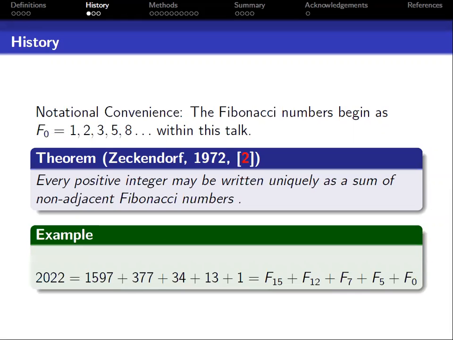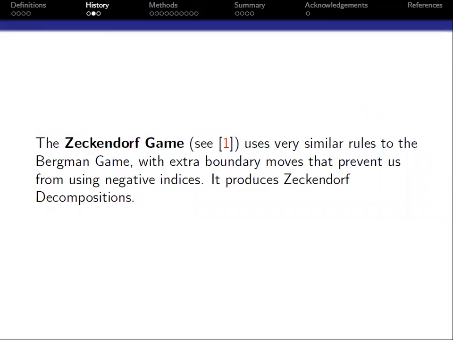And so, of course, the example of 2022 to represent the year, we have this decomposition into Fibonacci numbers, which is quite nice. And the inspiration for the game that we created, which you might have seen in the Far Difference game yesterday, is the Zeckendorf game, which uses very similar rules to the Bergman game. However, it has extra boundary moves that are kind of strange and don't follow the same rules. And so our inspiration was that these boundary moves were nasty. And what happens if we get rid of them and play the game the same way everywhere? And this produced the Bergman game.